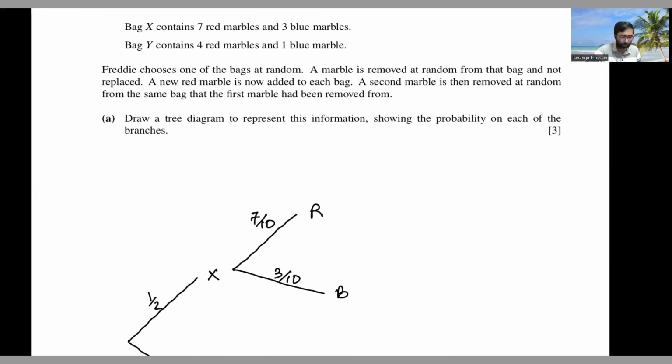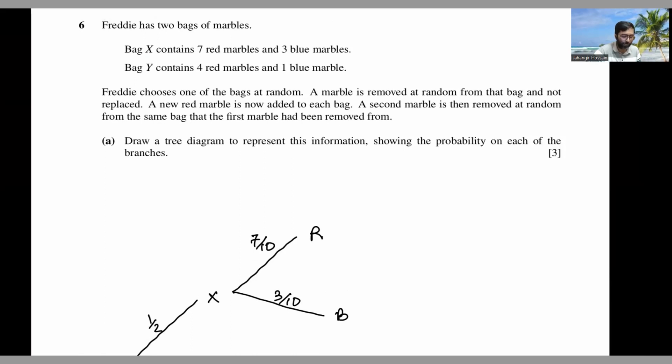Once you choose the first marble, it is not replaced, and one red marble is now added to each bag. So now in bag X, we have again 7 red marbles and 3 blue marbles. If the first marble is red, then the second marble being red has the same probability, 7 by 10, and blue is 2 by 10.